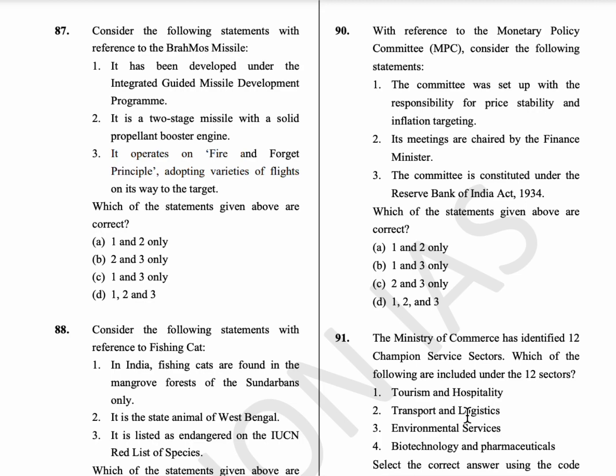So option C. 87th question, consider the following statements with reference to the BrahMos missile. First statement is it has been developed under the Integrated Guided Missile Development Program. The first statement is wrong because it is a supersonic cruise missile. Coming to the second statement, it is a 2-stage missile with solid propellant booster engines. Next is it operates on fire and forget principle, adopting varieties of flights on its way to the target. So 2 and 3 statements are correct. Option B.